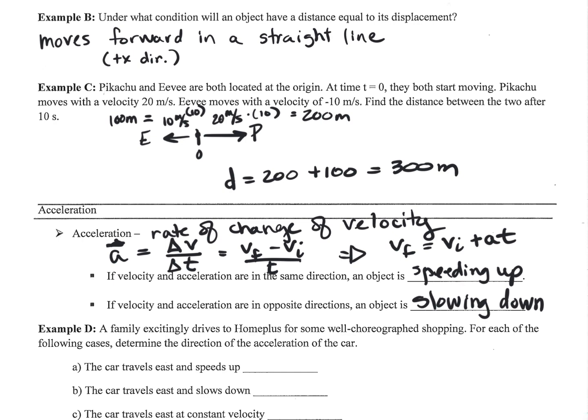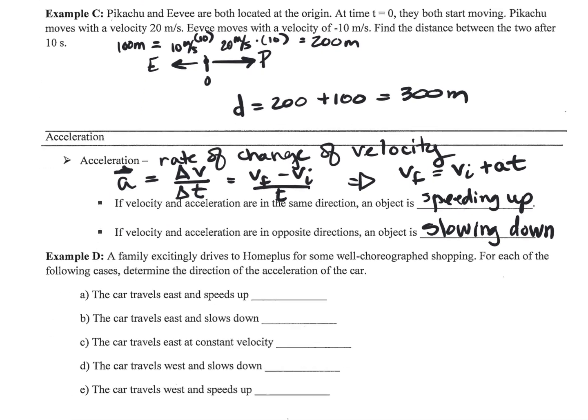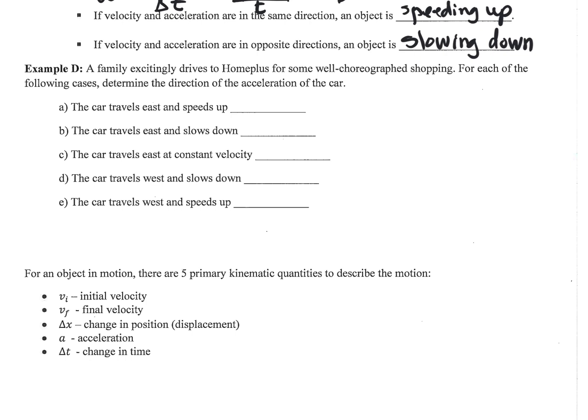Family excitingly drives to Home Plus for some well-choreographed shopping. For each of the following cases, determine the direction of the acceleration of the car. In other words, they want to know north, south, east, and west. Talk with your table partner. If the car travels east and is speeding up, what direction is the acceleration? What direction must it be in? Yep. Has to be in the same direction it's traveling in, doesn't it? So east.